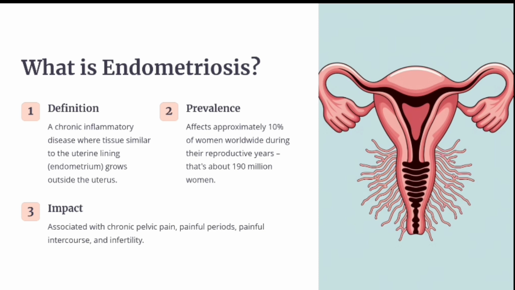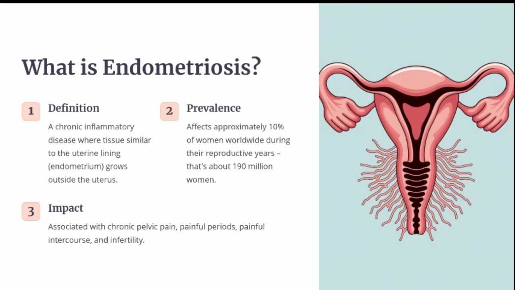Endometriosis occurs when endometrial-like tissue grows in areas where it shouldn't, such as the ovaries, fallopian tubes, and pelvic organs. This misplaced tissue behaves like normal uterine lining, thickening, breaking down, and bleeding with each cycle. But with nowhere to go, it causes inflammation and pain.